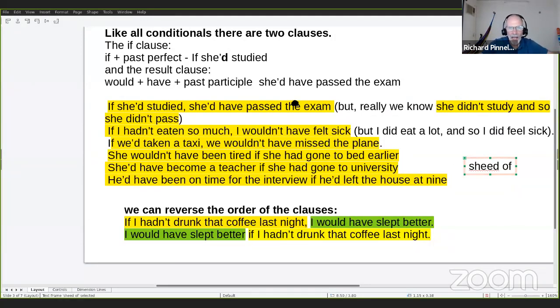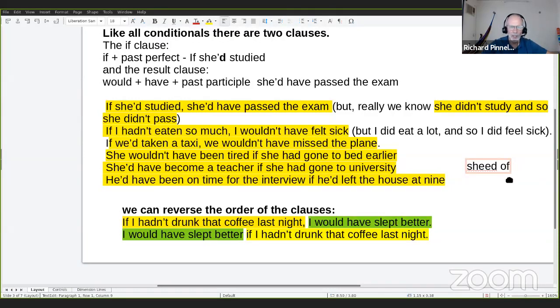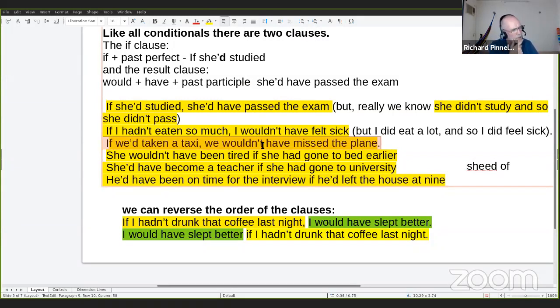Very good. If I hadn't eaten so much, I wouldn't have felt sick. Clementi, again. Good. Israel: if I hadn't eaten so much, I wouldn't have felt sick. Good. Next one. If we'd taken a taxi, we wouldn't have missed the plane. Clementi. Good. And Israel? If we'd taken a taxi, we wouldn't have missed the plane. Good.